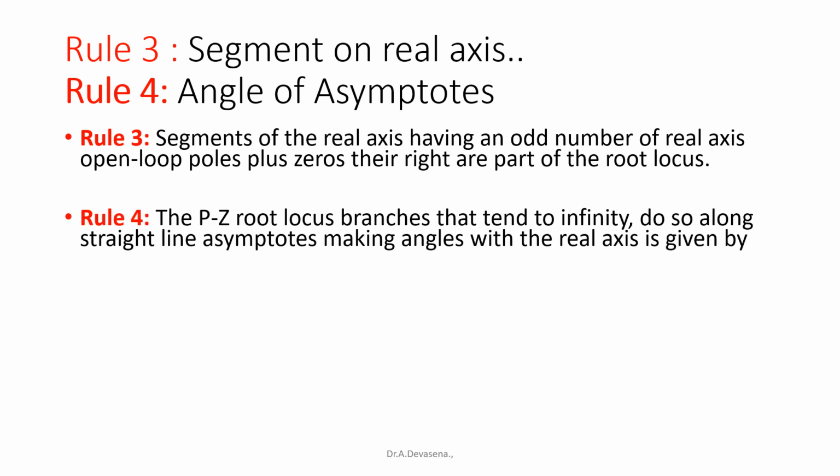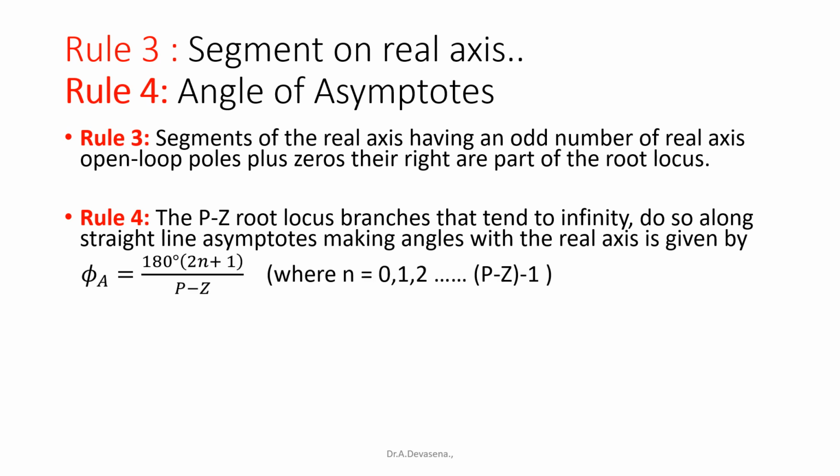Rule number 4: The P minus Z root locus branches that tend to infinity do so along straight line asymptotes making angles with the real axis given by phi_a = 180 degrees (2n+1) / (P minus Z), where n = 0, 1, 2, and so on up to P minus Z. That is, phi_a is the angle of asymptotes.